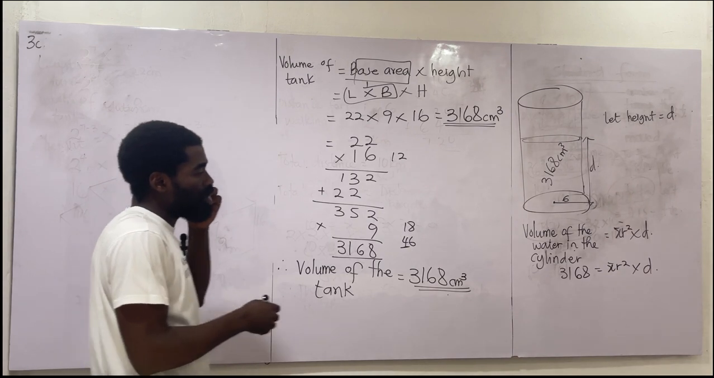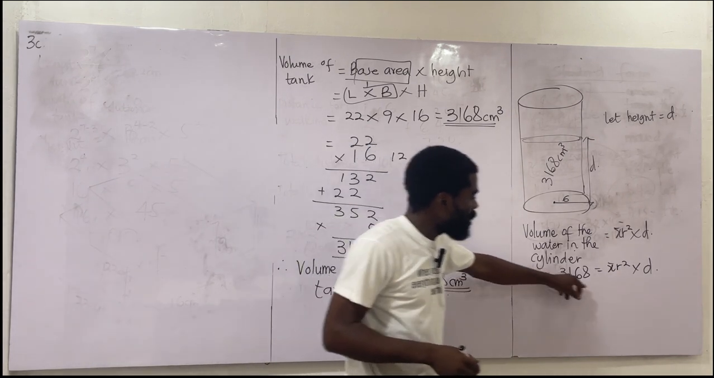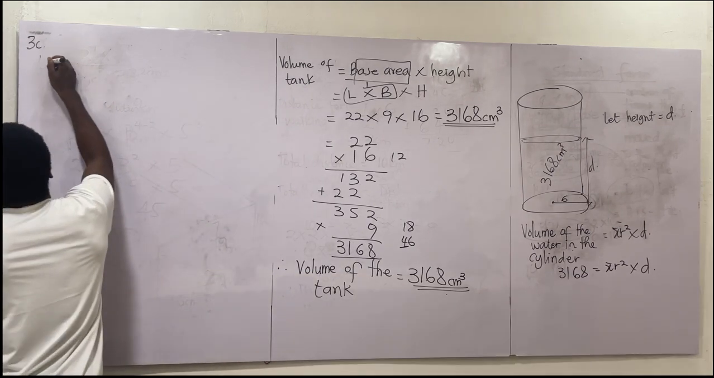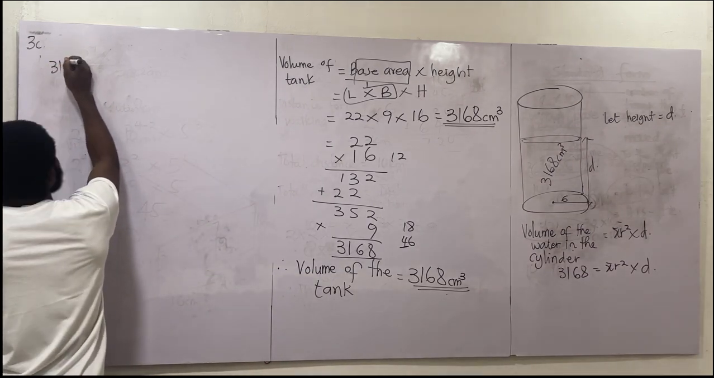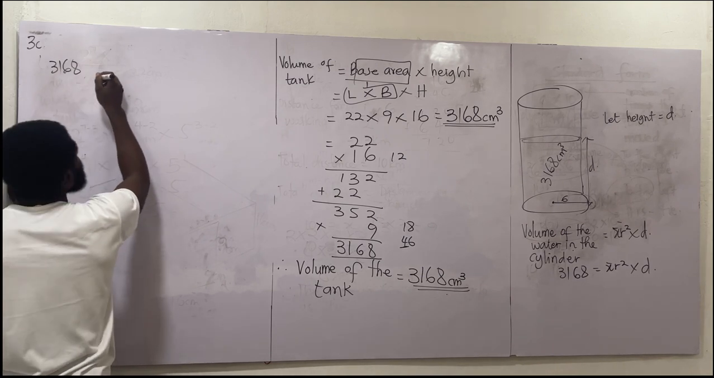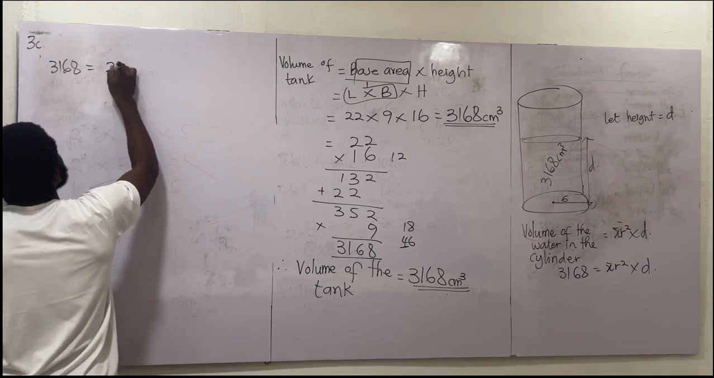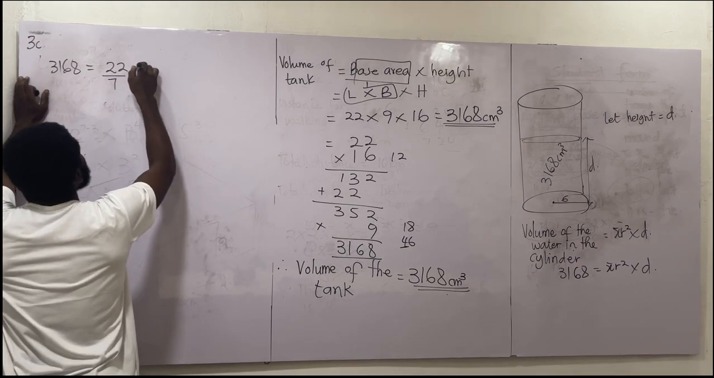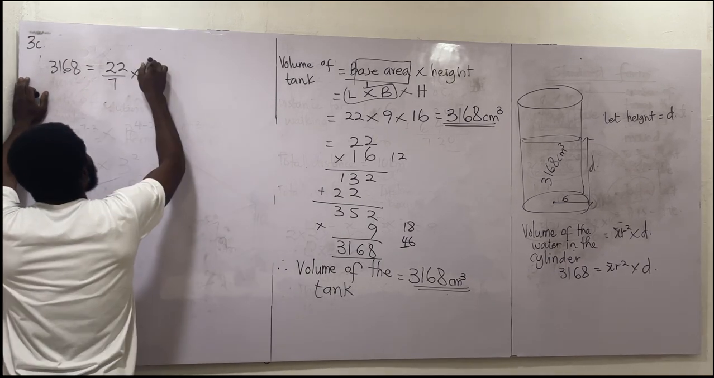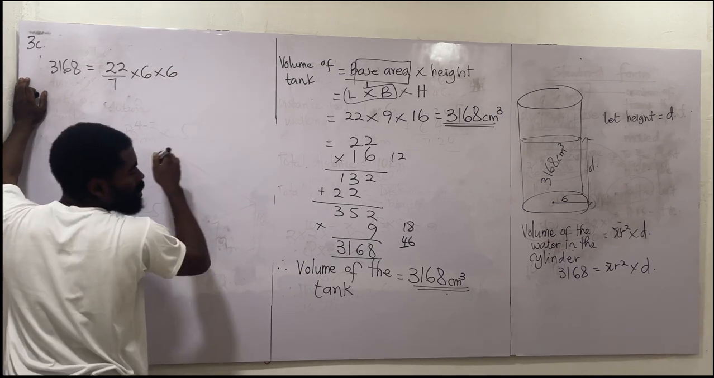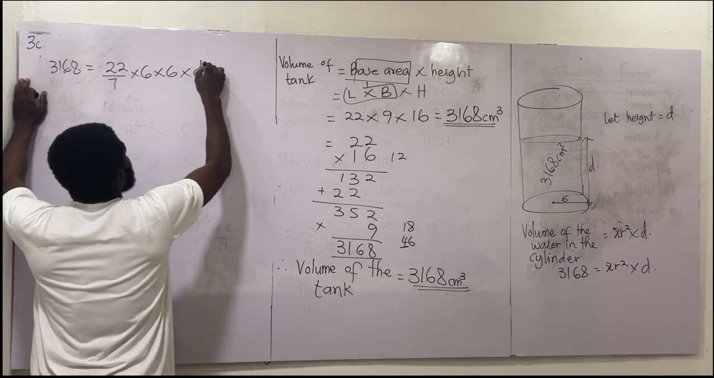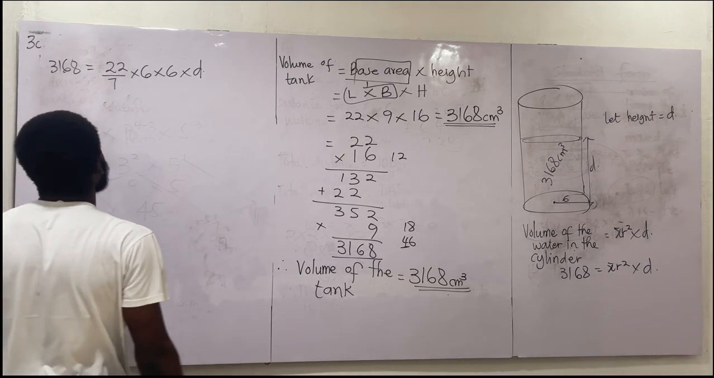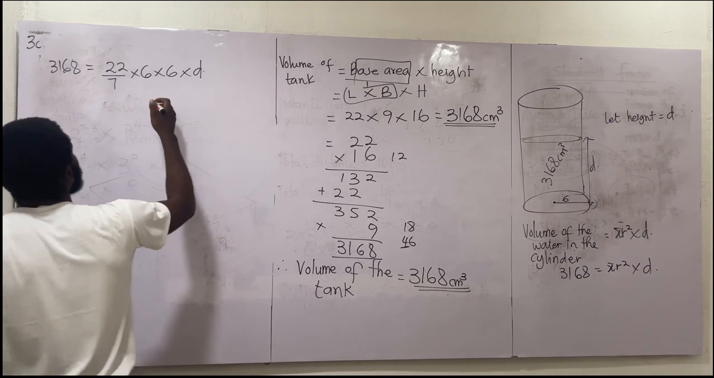So let's do our substitution. We have the radius, we have pi, so we'll do our substitution to get the depth of water. So we have 3168 equals 22 over 7 times the radius, which is 6. So I like to write it 6 times 6. Then times the depth of the water, d, that we are representing. Let the height be d. Good. So now let's work this thing out.